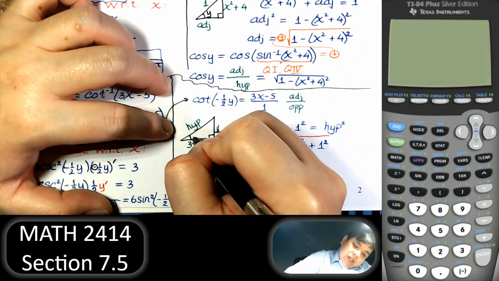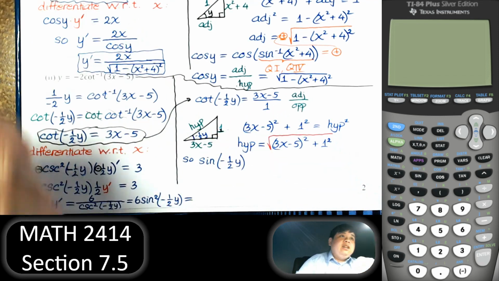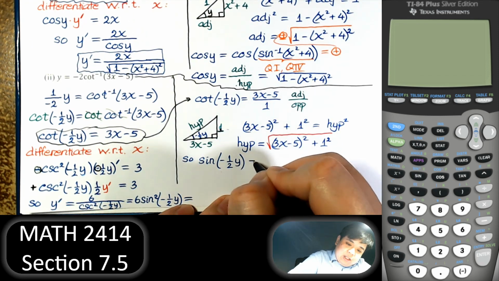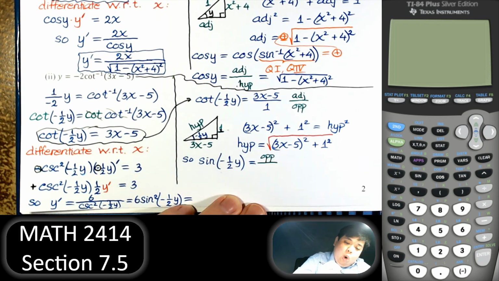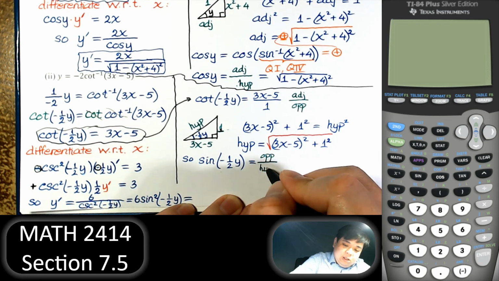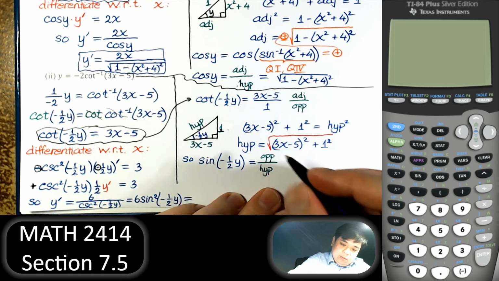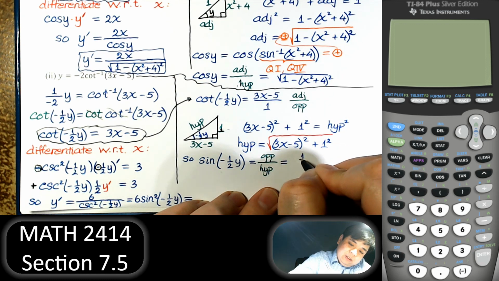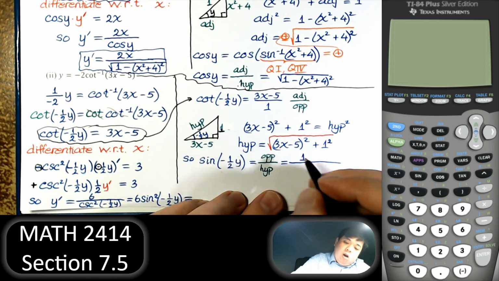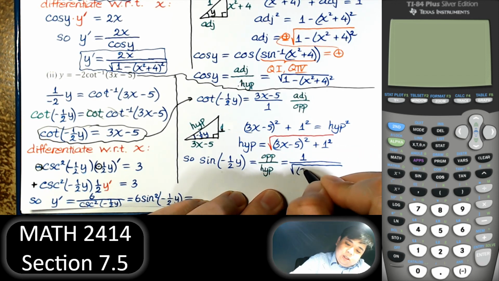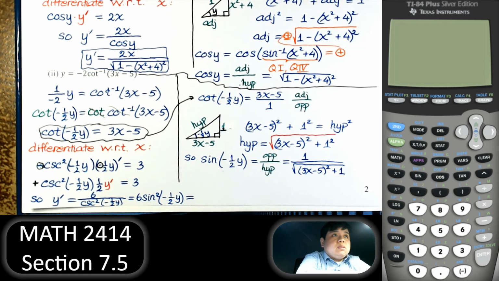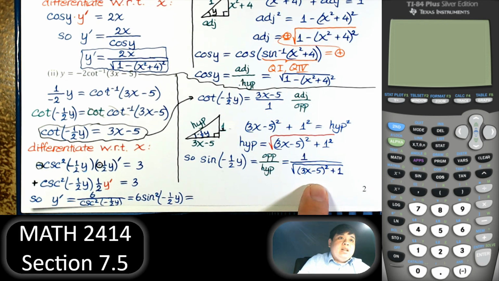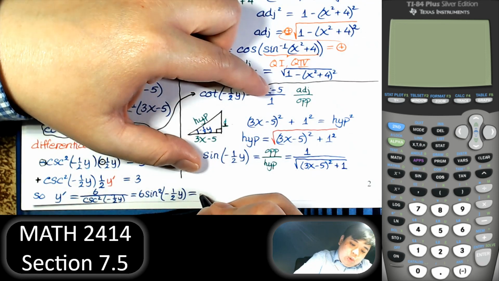So the angle here actually is -1/2 y. So sine is opposite over hypotenuse. Hypotenuse is that square root. Right, and this is sine square, so we're going to square that. Square undoes the square root. So we'll have 6.